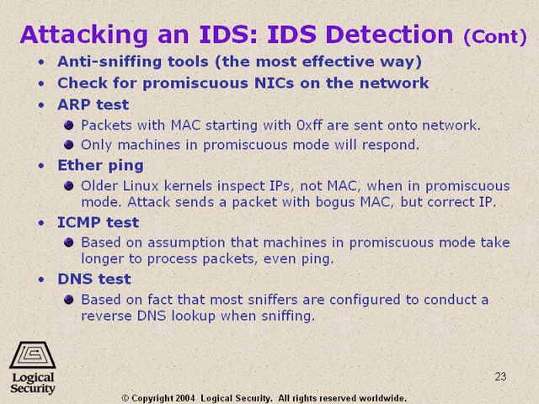There's also a DNS test, which is based on the fact that most sniffers are configured to perform reverse lookups. In fact, this is not just an IDS test, it's a general sniffer test. If you don't tell them not to do name resolution, sniffers often will perform reverse lookups for every IP address they see. So every time they see an IP address, all of a sudden they're going to call up a DNS server and ask for that IP address's host name.